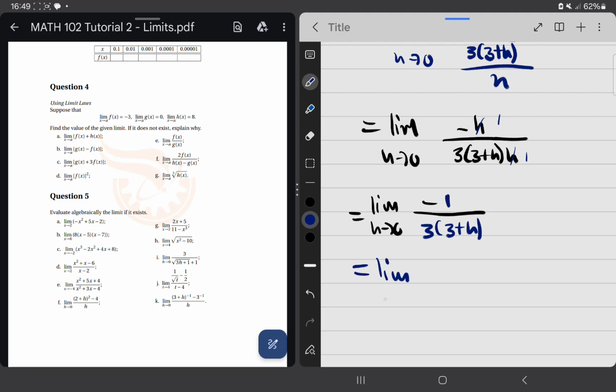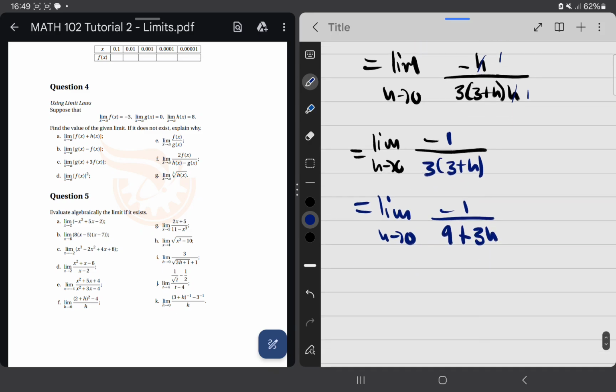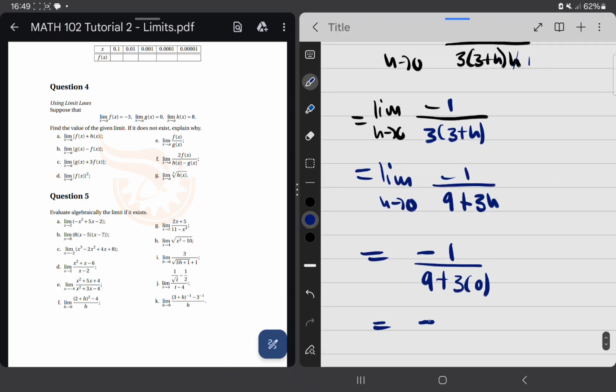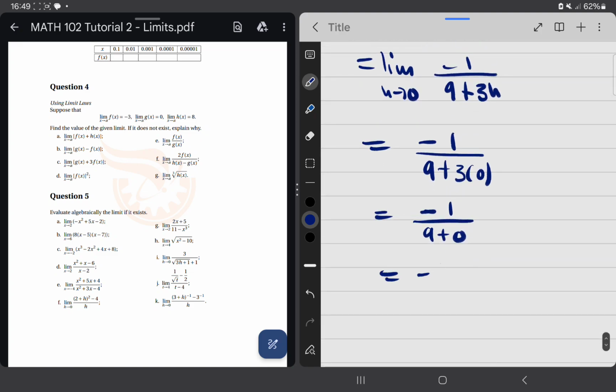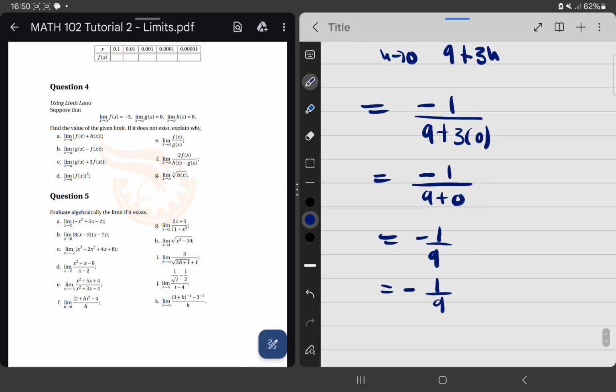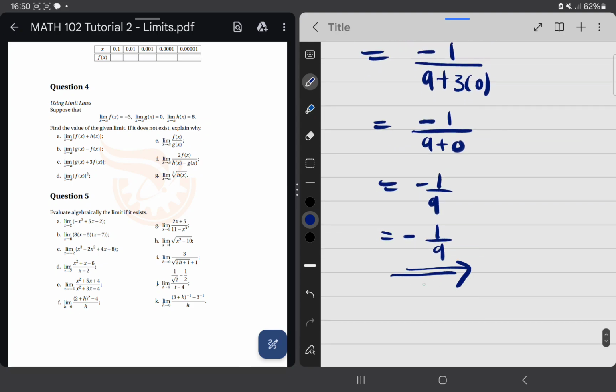Which we can expand now to say it will be the limit as h goes to 0 of minus 1 over 3 times 3 is 9 plus 3 times h is 3h. Now if I put 0 in the denominator, is it going to be 0? No, I can now substitute. So it's going to be minus 1 over 9 plus 3 by 0, which equals minus 1 over 9 plus 0, which is still 0. So it's minus 1 over 9. And this is your final solution, and you are done.